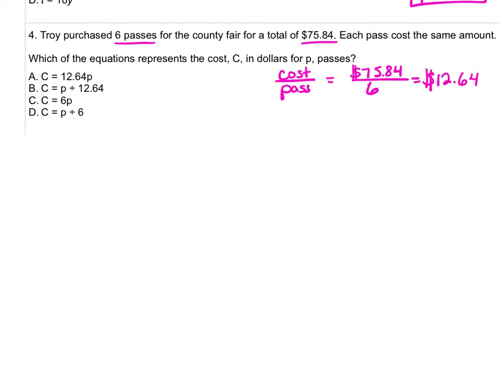So we divide that, and we get that the cost is $12.64 each. So we're going to write that equation in the form of y equals k times x, where instead of y, we're dealing with the cost, equal our value for k, our constant of proportionality, is $12.64, and x was represented by the passes. We call that P. So here's our equation, and it matches answer choice A.